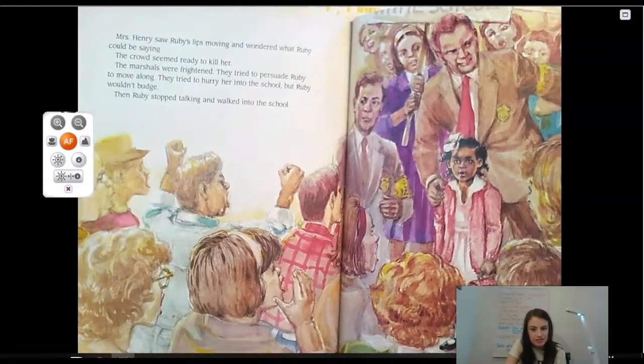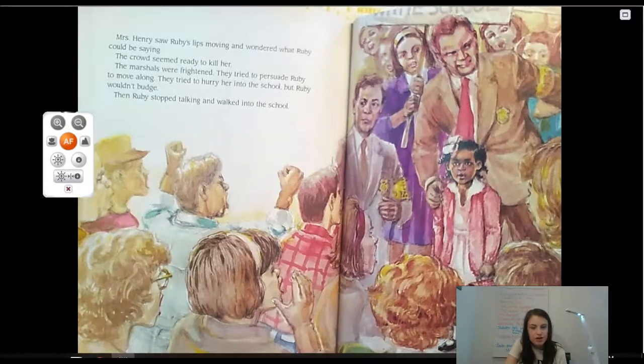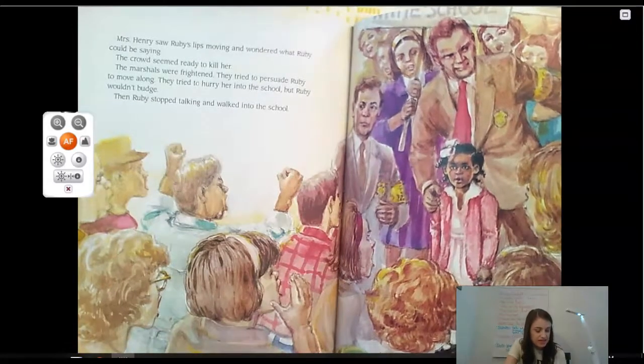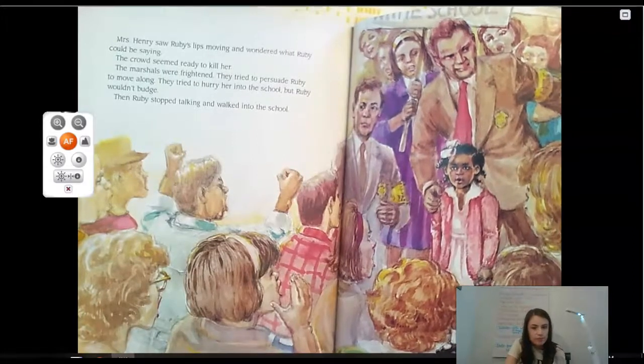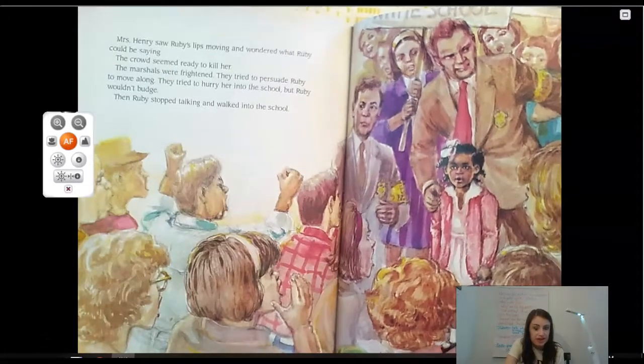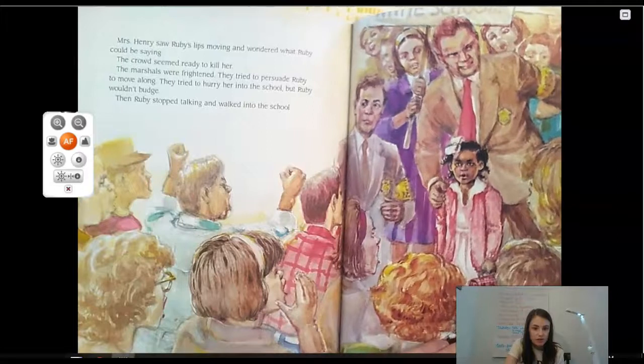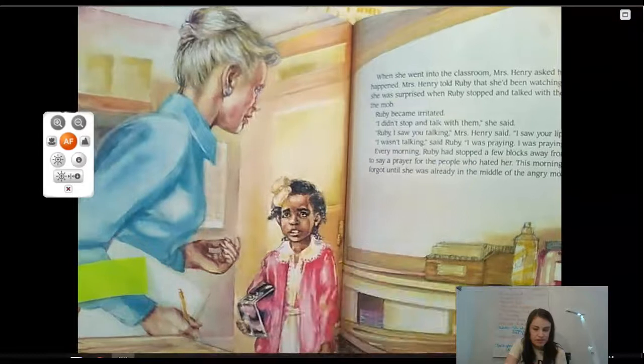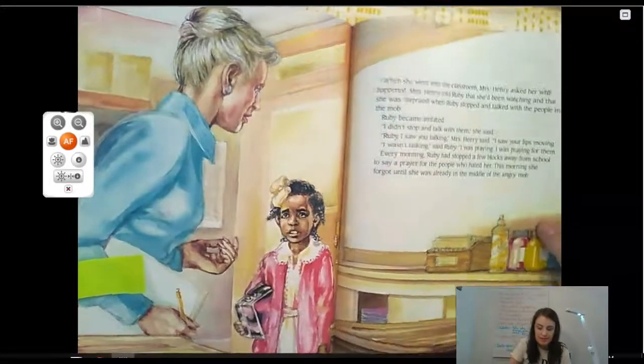The crowd seemed ready to kill her. The marshals were frightened. They tried to persuade Ruby to move along. They tried to hurry her into the school, but Ruby wouldn't budge. Then Ruby stopped talking and walked into the school. When she went into the classroom, Mrs. Henry asked her what happened.